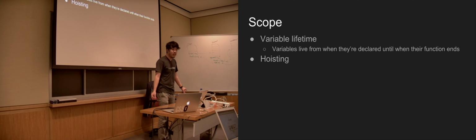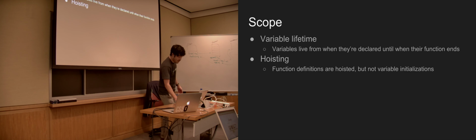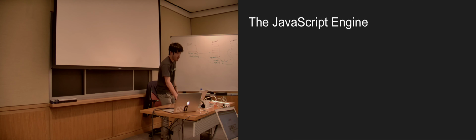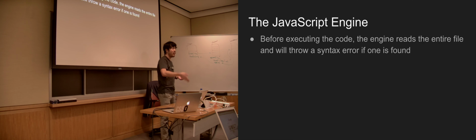Scope. So what's the variable lifetime? Till the end of the function. Yeah, from when it's created till the end of the function. What is hoisting? Yeah, so functions you define at the bottom are still valid at the top, but not variable initializations. How does that work? Because the engine will read through everything and check your stuff for syntax errors. It will then read the function definitions into memory and allow you to call them when it starts to read through the second time to actually execute.